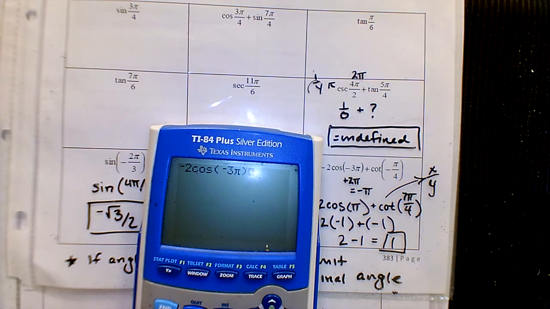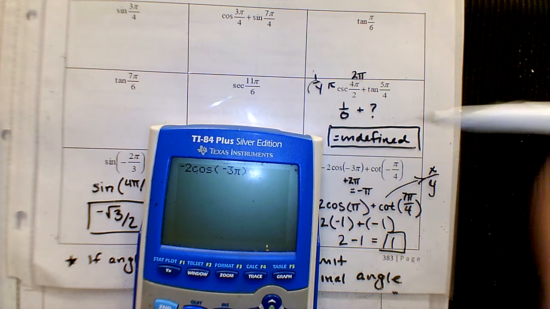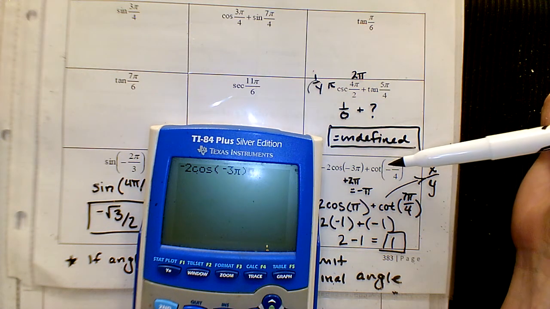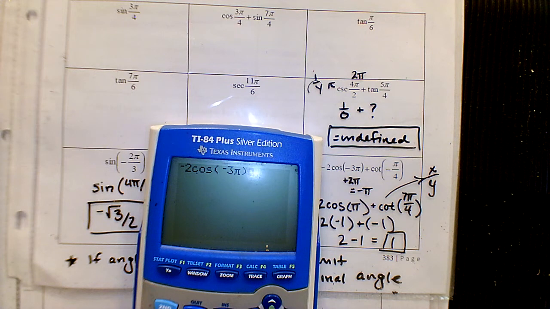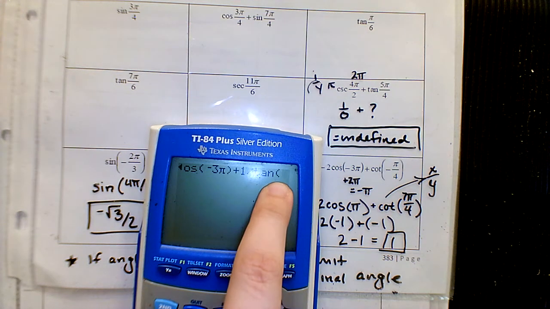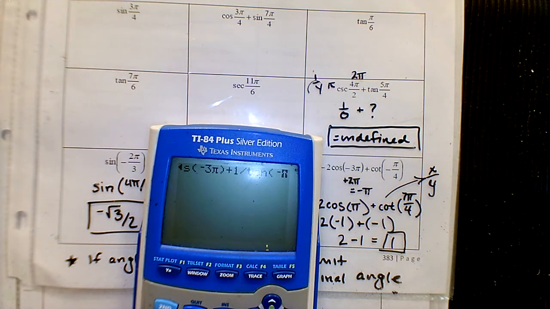All right, let's check our work. So -2 cosine of -3 pi. How could I type in cotangent on the calculator? I only have a sine, cosine, or tangent button. Yeah, 1 over tangent. All right, so we'll type in plus 1 over our tangent, and inside that tangent, I'll type in the negative pi over 4 radian. Looks like we get 1. All right, so you can check your work.